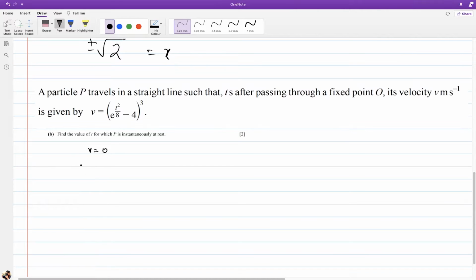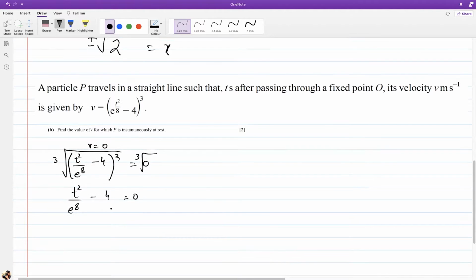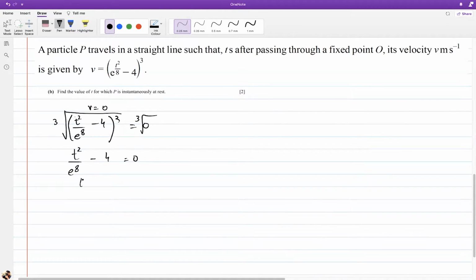Now how is v equal to 0? You put the whole function, (t square over e power 8 minus 4) whole cube, equal to 0. To get rid of the cube, I just have to take the cube root on both sides. If I do that, I end up with t square over e power 8 minus 4 equal to 0. Again, it's simple algebra. I get t square over e power 8 equals 4, because this 4 goes here. Then I multiply this thing here, and I get t square equal to 4 e power 8.